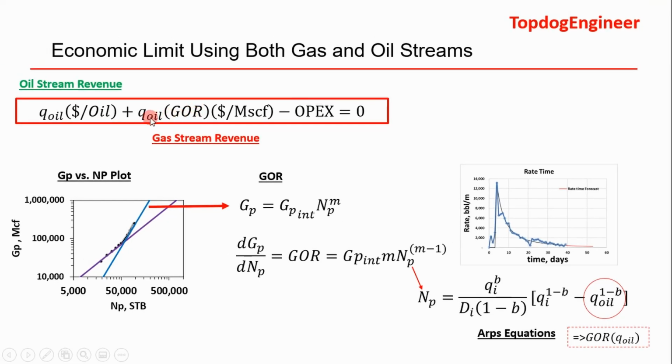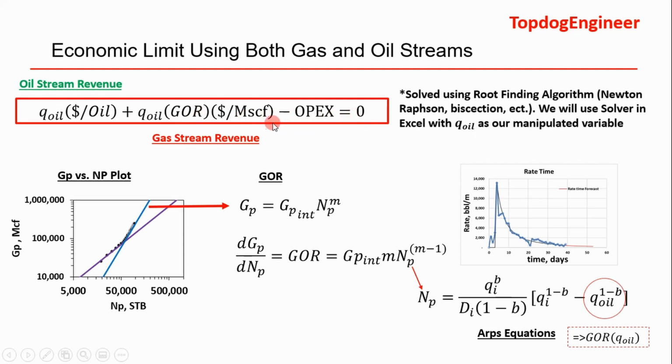We have a single variable equation, and we can solve this with any root finding technique. This is just a root finder, so you can use Newton-Raphson, bisection, any algorithm. We will use Solver with Q_OL as our manipulated variable, and when it finds the root, when the left side of this equation equals zero, we have determined our economic rate. And this can be extended to both rate-time decline and our rate versus cumulative production decline, because we get these constants when we did our analysis from the ARPS equations.